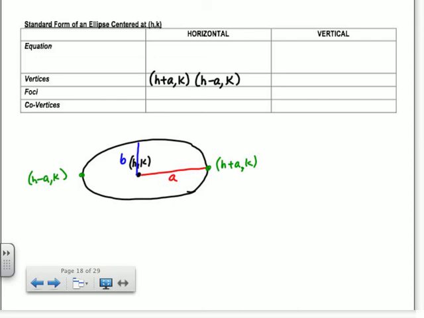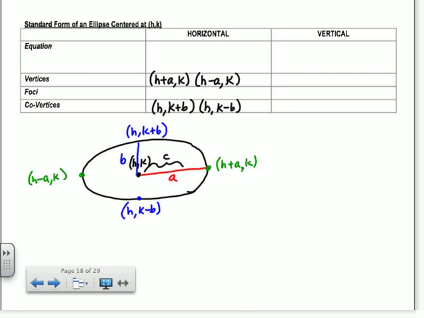All right, co-vertices. So you go from the center and you add b. When you add b, you're adding it to the y value, to k. So that's going to be h, comma, k plus b. And what's the other one? Yep, you got it. All right, so those are the co-vertices. So I have h, comma, k plus b, and I have h, comma, k minus b.